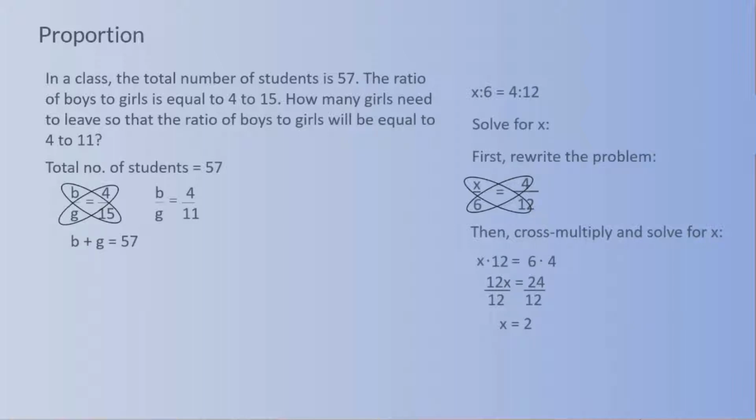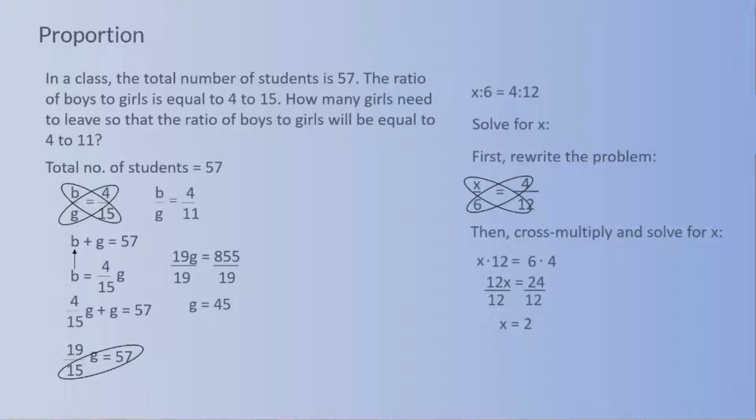And by cross multiplication, you will get B is equal to 4 over 15G. And by substituting B to this equation, you will get 4 over 15G plus G is equal to 57. By simplifying the equation, you will get 19 over 15G is equal to 57. And to remove the fraction, multiplying 15 to 57, you will get 19G is equal to 855. Dividing both sides by 19 to remove the numerical coefficient, the answer will be 45.